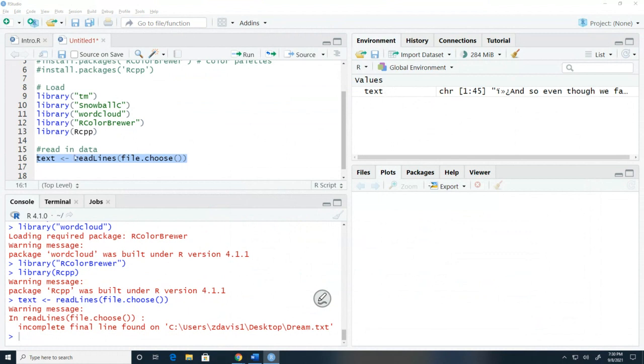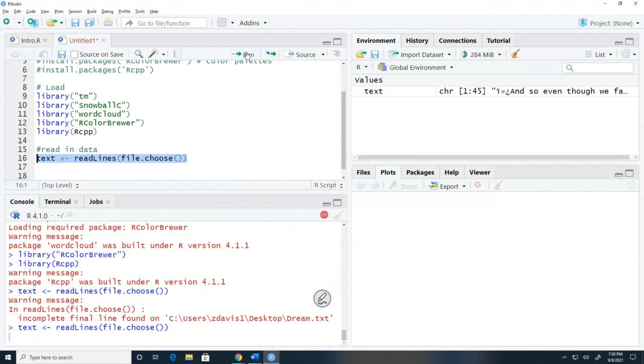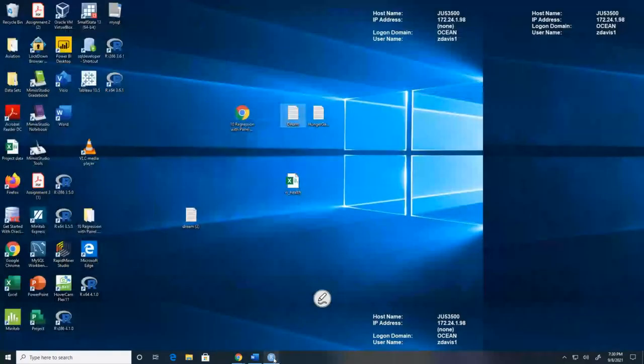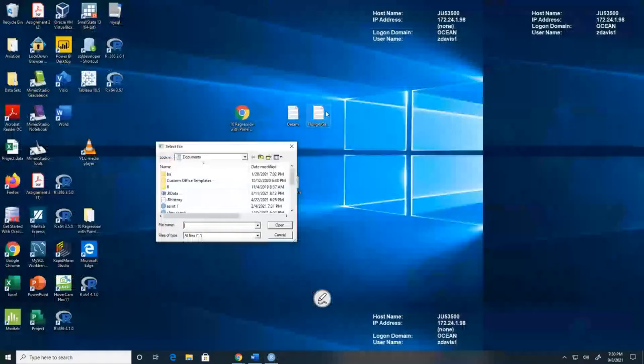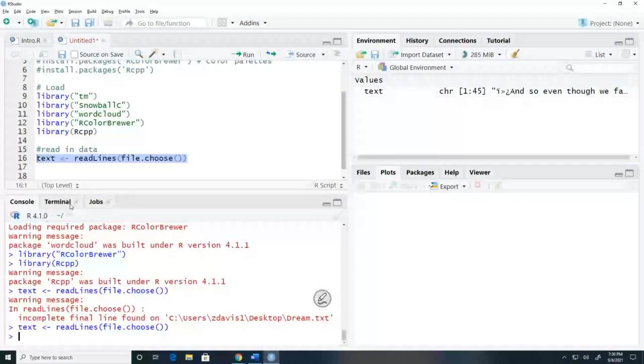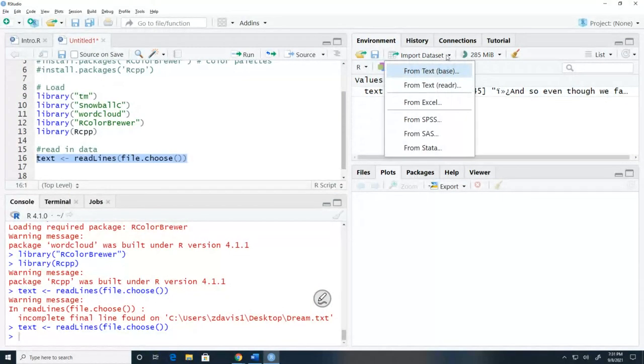Oh, so we highlight, we hit run, and then you get a dialog box. See if I can make it do it again. So then you select wherever you saved it, and then it'll pull it in here. Okay. So now we got our data in here. There's different ways to pull in data. You could also do it from over here, but I really like the file.choose method because you can always find your data.